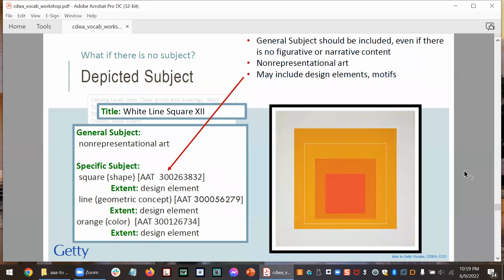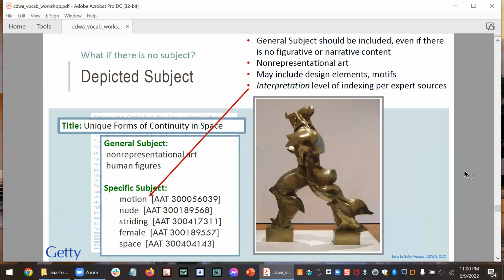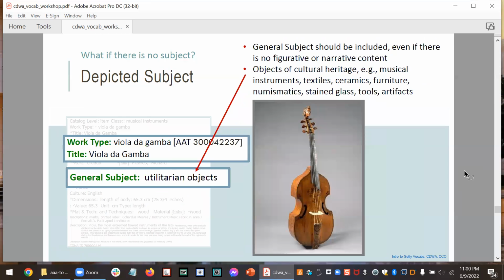subject area. For a work where the general subject is non-representational art, you could also include design elements and motifs in subject. Square, line, orange are important actually for this work by Albers. Here, the general subject is non-representational art, but really it does also represent a human figure, although it's not immediately apparent. So those can both be competing general subjects there. And the specific subjects in this case reflect interpretation of what this object is about. And this is known from the artist.